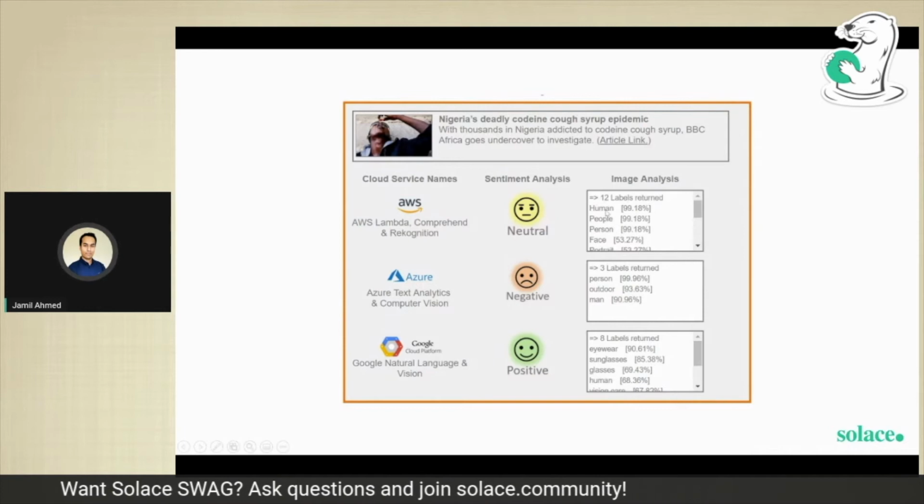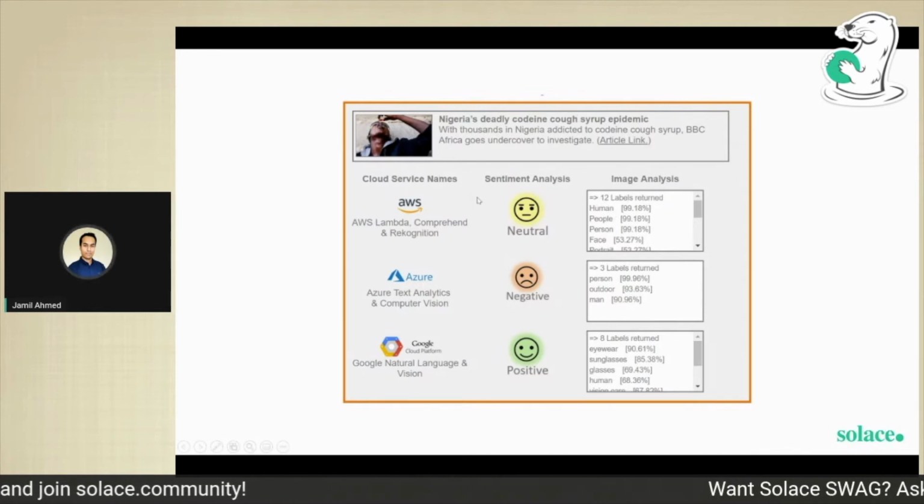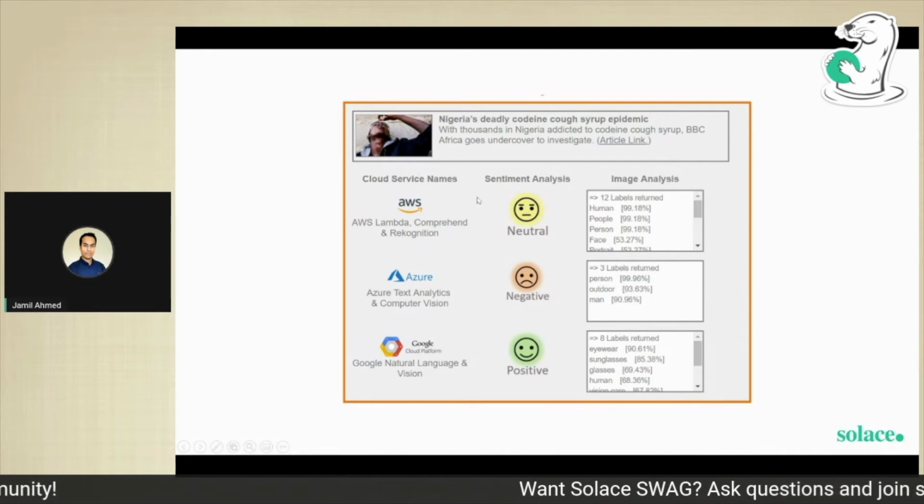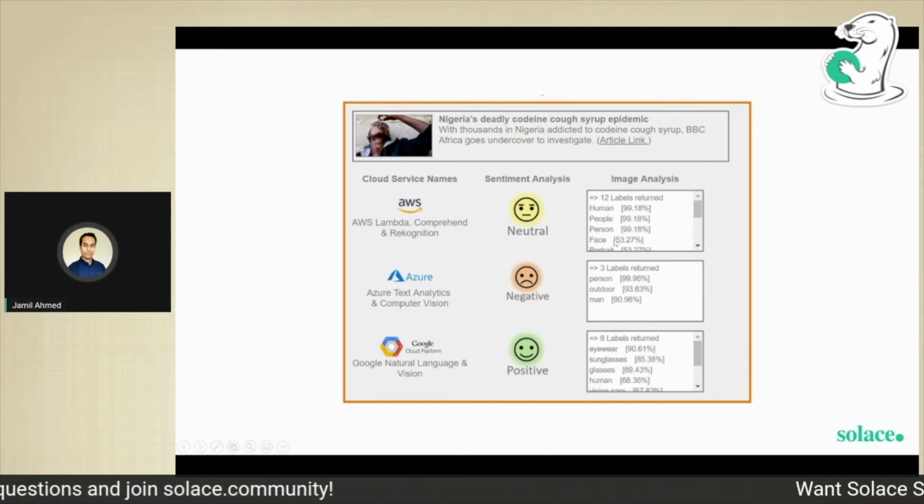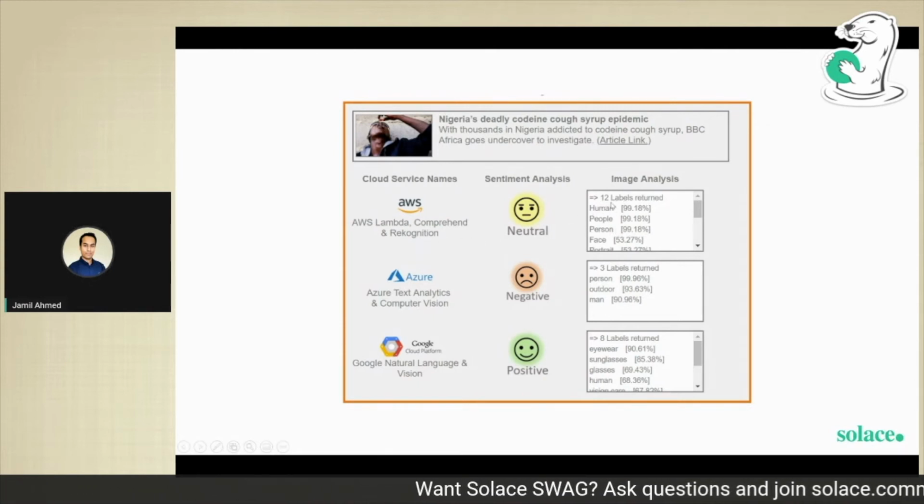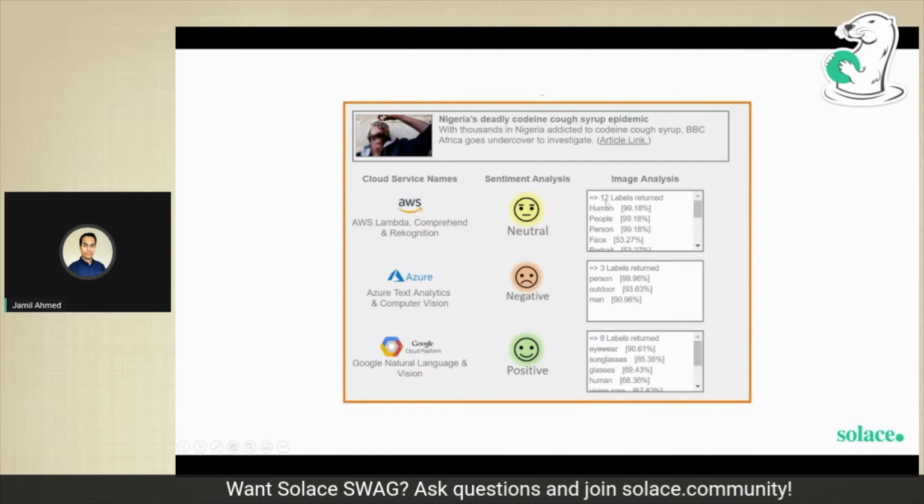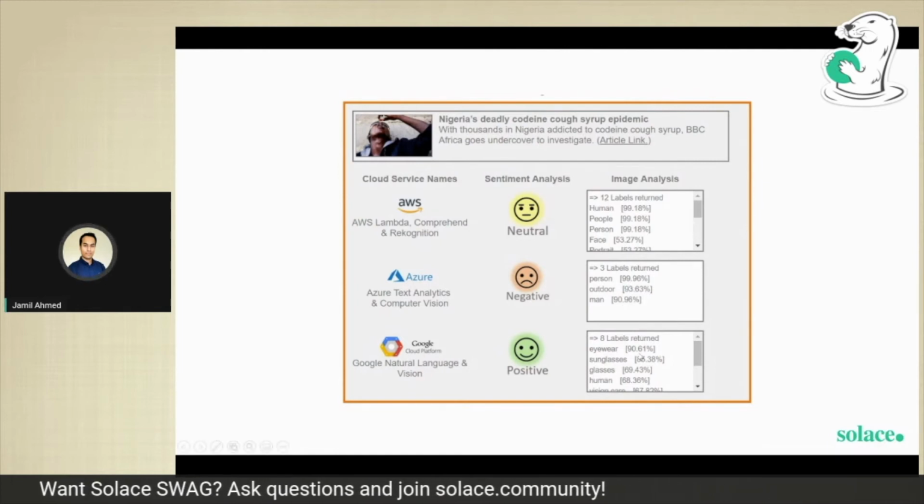On the second dimension, in terms of this image of someone taking this cough syrup, describing that, if you couldn't see the image and you were relying on these labels to tell you, again, fairly different approaches I've noticed, where AWS, its Rekognition service, is coming back with a lot more labels, right? So 12 labels compared to 3 and 8.